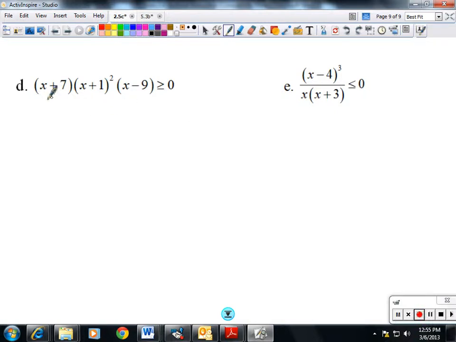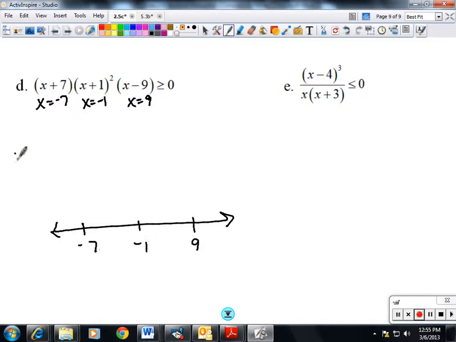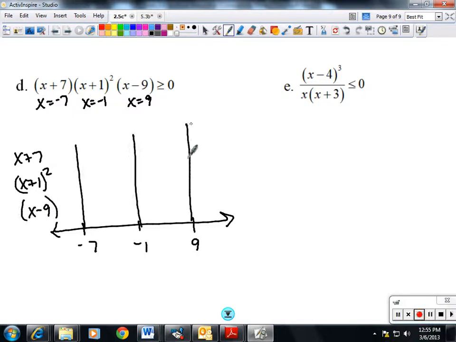This one's already factored, yay. Negative 7, negative 1, positive 9. So, negative 7, negative 1, positive 9. X plus 7, x plus 1 squared, x minus 9. Let's see. Negative 7 goes with 7. So it's going to be negative, positive, positive, positive.